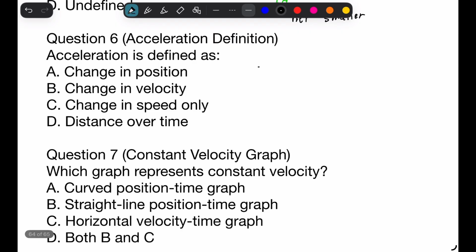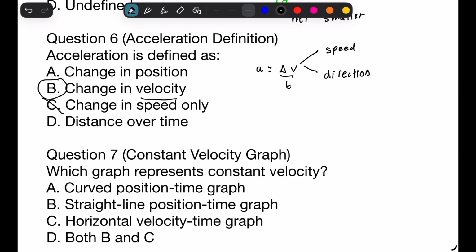Now, our acceleration is defined as what? Well, our acceleration is defined as our change in velocity over time. And our velocity is going to include both our speed and also our direction. So our answer is going to be B. It's a change in velocity because it does include speed and direction, but it's not just speed. It also includes your time.